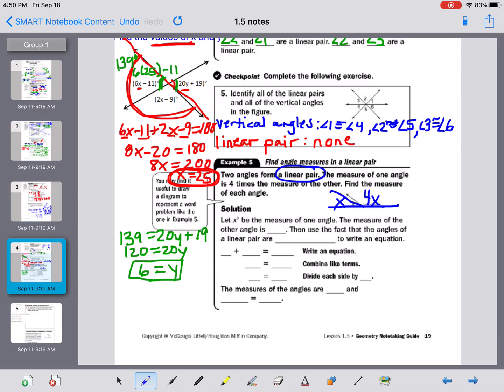Because it's a linear pair, we know they're going to add up to 180. Okay? So I have x plus 4x equals 180. X plus 4x is 5x. Divided by 5, and x is going to equal 36. I can find the angles by plugging in. X is going to be 36, and then when I do 4 times 36, I find the other angle is 144. When I add 36 and 144 together, I get 180, which is perfect because that's what I should get.